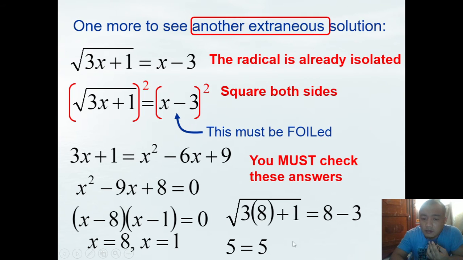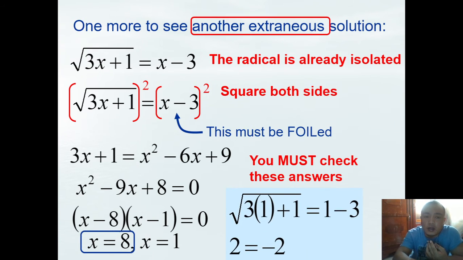For 8, substitute 8 here. 3 times 8 is 24, plus 1 is 25. The square root of 25 is 5. Is it equal to 8 minus 3? Yes, correct. So 8 is the solution.